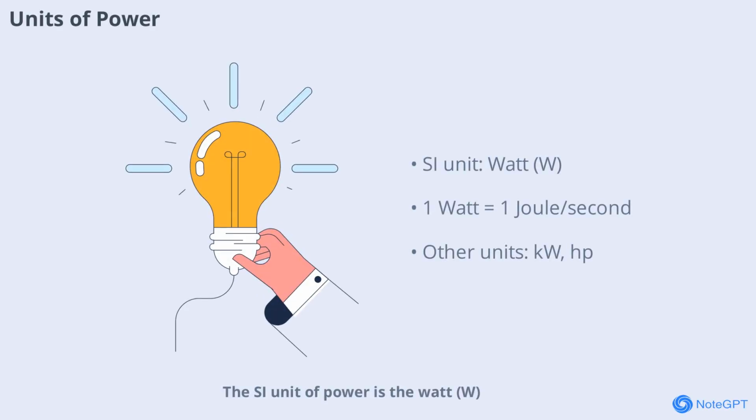The SI unit of power is the watt, W. 1 watt equals 1 joule of work done per second. You might also encounter kilowatts, kW, in appliances and horsepower, HP, in vehicles. Understanding these units helps you compare the power output of different devices and machines. Next, we'll look at how power is calculated in various scenarios.